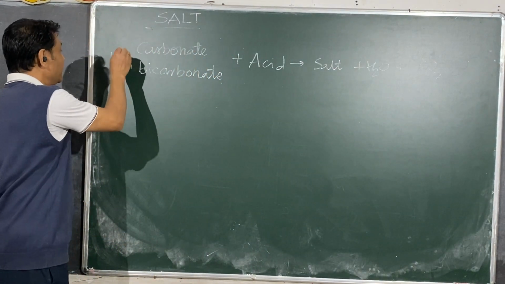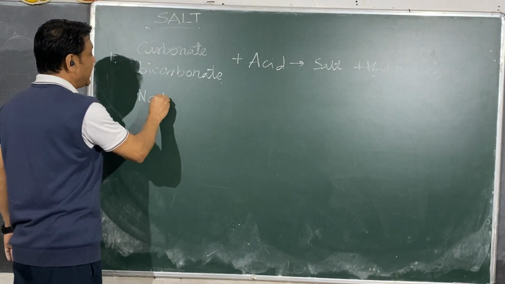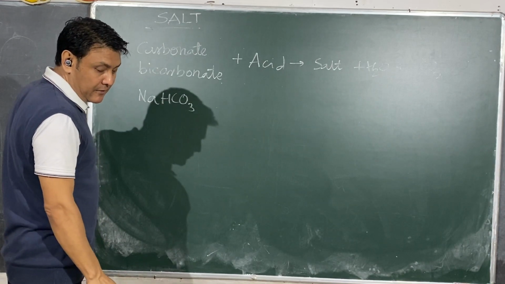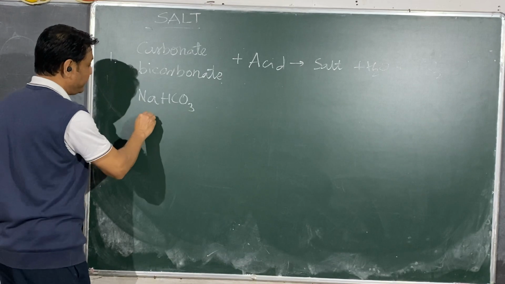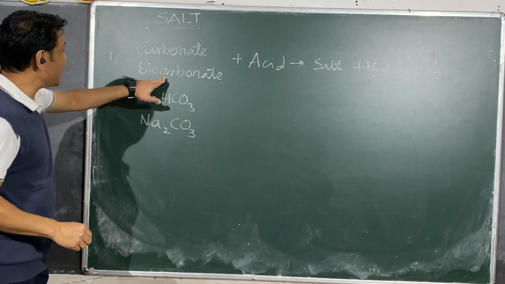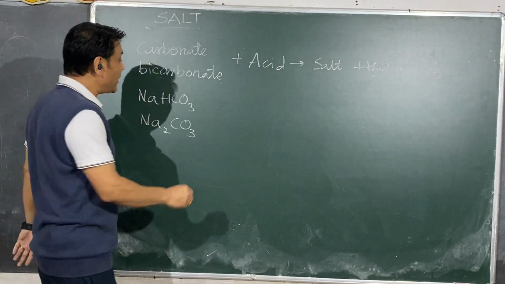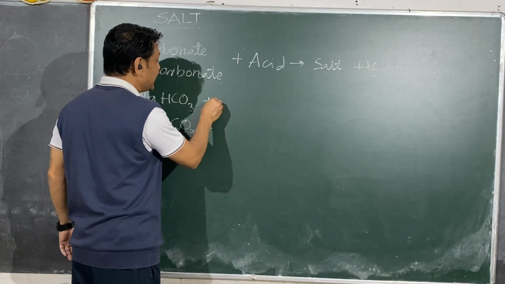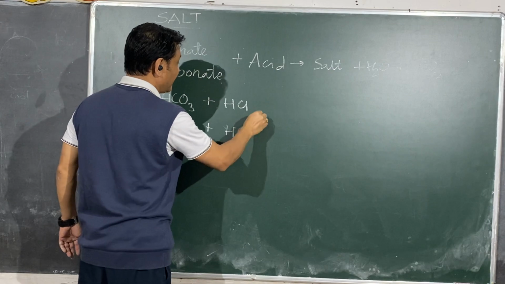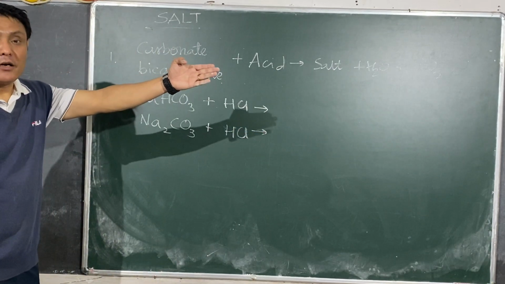Very important. For example, sodium bicarbonate, NaHCO3, or sodium carbonate, Na2CO3. This is carbonate, sodium carbonate, and a bicarbonate, that is sodium bicarbonate. Plus, we react with an acid, let's say hydrochloric acid, HCl. What is produced? Salt, water, and carbon dioxide.